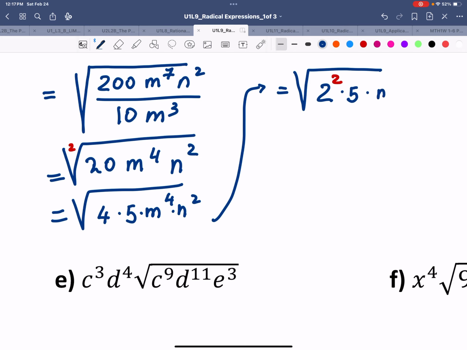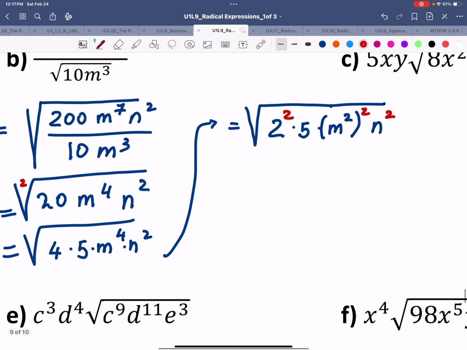And then times m to the power 4 can be m squared to the power of 2. And then lastly, we have the term n squared. It's already a perfect power. So whichever term has a power of 2 can come out of the square root or the radical with index 2. So what that means is that number 2 will come out, m squared will come out, and n will come out as well. So the powers will simplify. And what's left inside the radical would be simply the square root of 5.